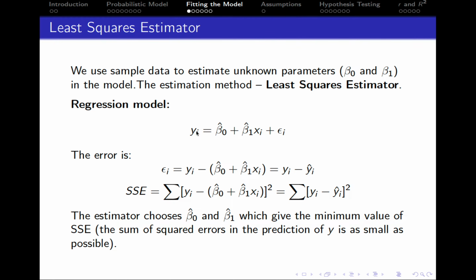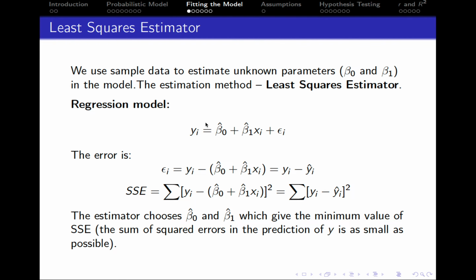So y, the dependent variable, is a function of beta 0 hat, which is the estimated value of the intercept. And we know that beta 0 with the hat is a sample parameter because it has a hat. We already know from the past that whenever we have a sample value, it has a hat, and whenever we work with a population value, it doesn't have a hat. Plus beta 1 hat, the slope, so the estimate of beta 1 multiplied by the value of x, which is the independent variable, plus epsilon, which is the error term.